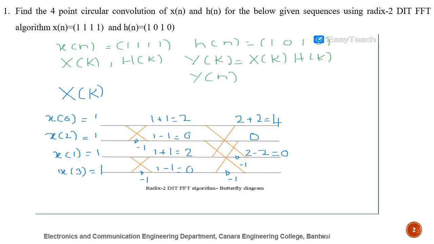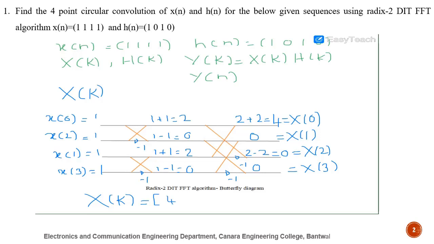Then we have finally, you can see here this is 0. This is also 0, so I have here 0. So there is no decimation on the output side, so I get this as x of 0, x of 1, x of 2, this as x of 3. So generally I can write x of k is equal to 4, 0, 0, 0.